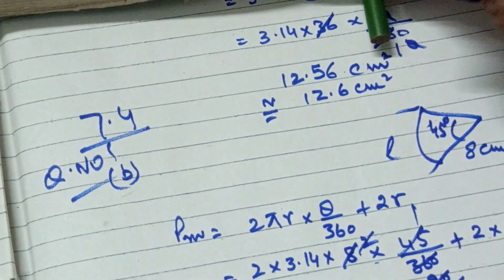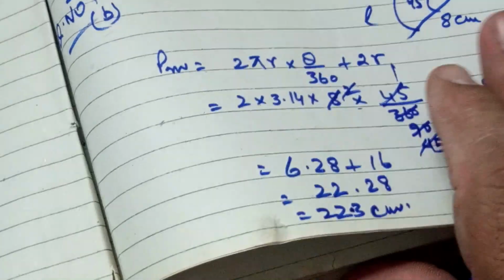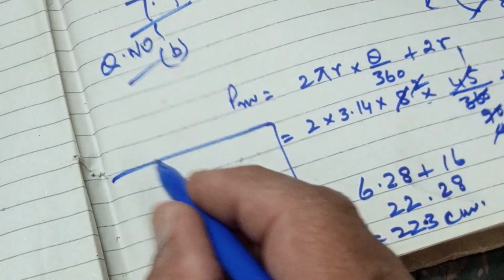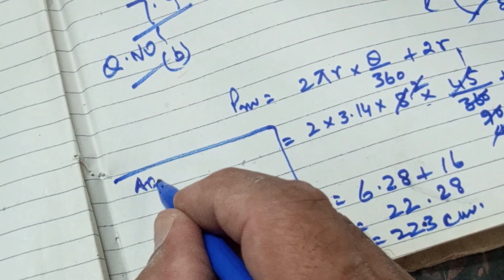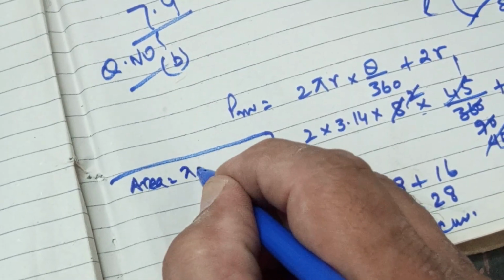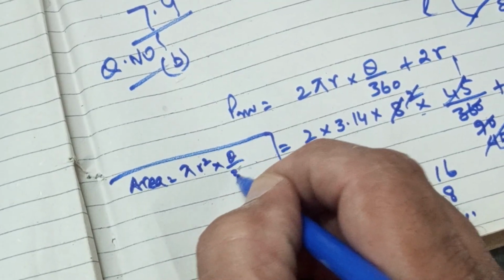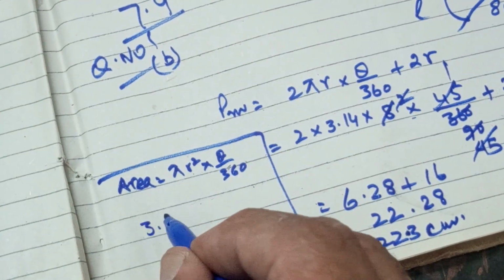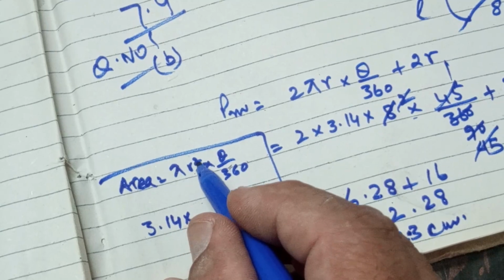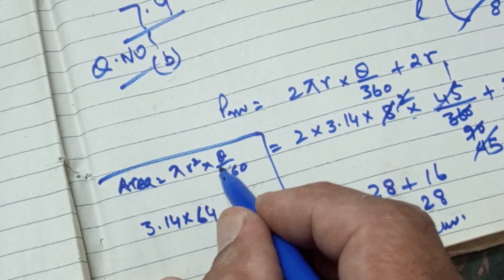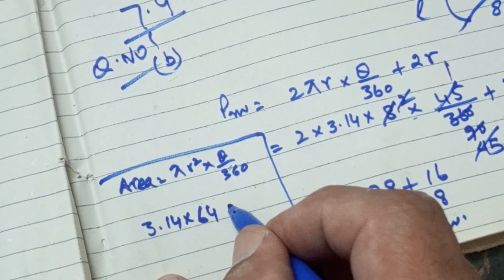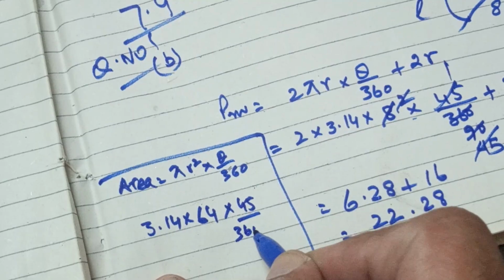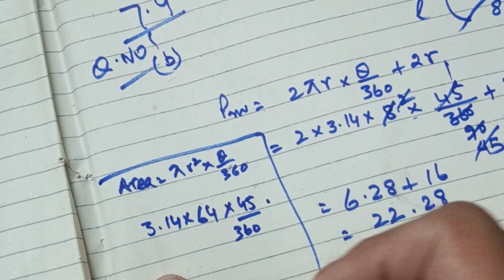Now what about the area? We'll again calculate the area as we did previously. Area is equal to pi r square multiplied by theta upon 360. Now pi is 3.14, multiplied by 8 square, which is 64, multiplied by theta, which is 45, and divided by 360. That's all.